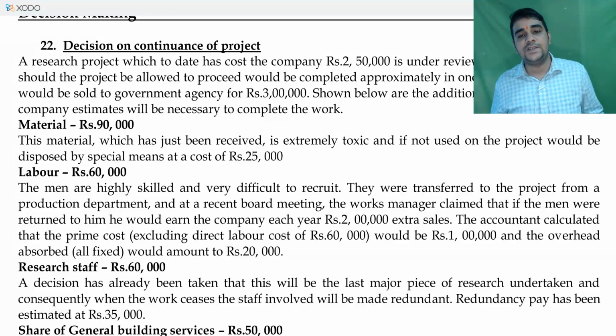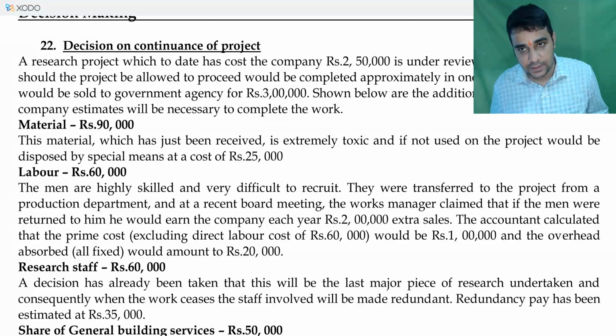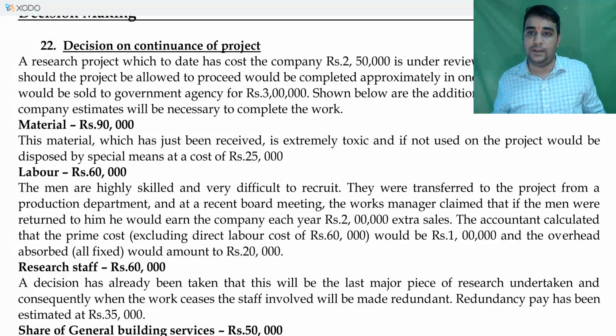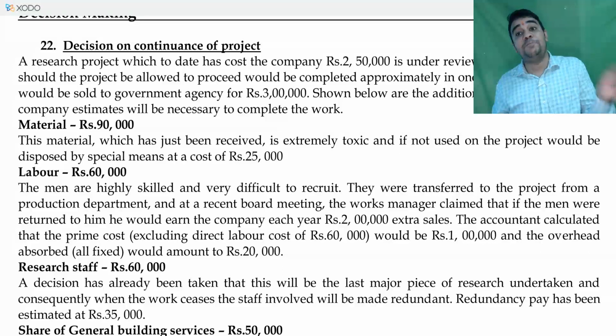Resale value is minus 25,000. Read that line carefully. It's extremely toxic, and if not used on this project would be disposed. I'll have to dispose the material by spending money.